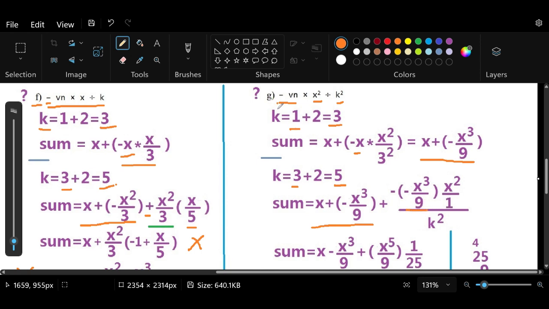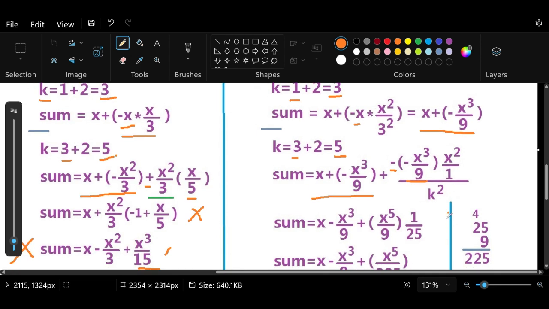But remember that this is minus, so we have to do a minus here, and then we have to multiply it with x squared and divide the whole thing by k squared. That's why what we'll get would be x minus x cubed divided by 9 plus, because this one, put them together, becomes positive. Then we need to multiply x cubed with x squared. That's why we get x to the fifth.